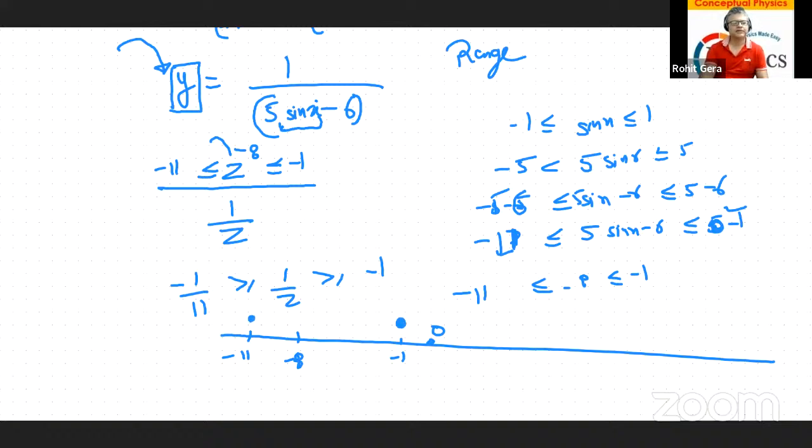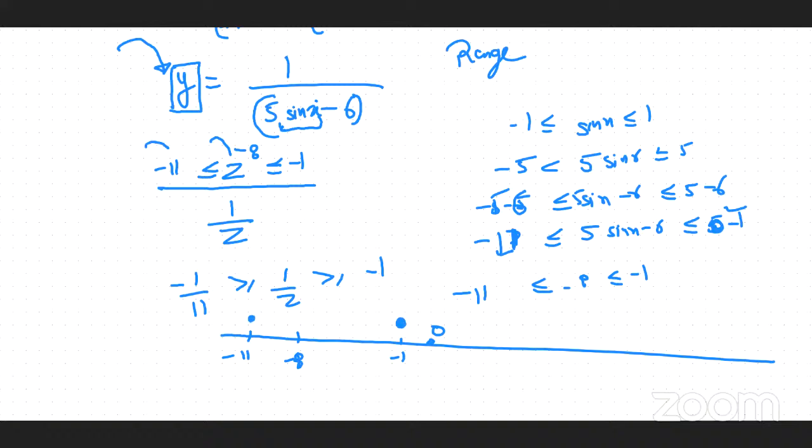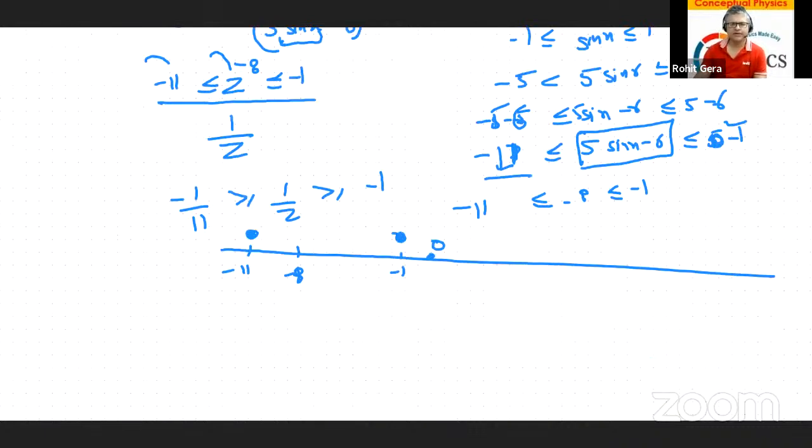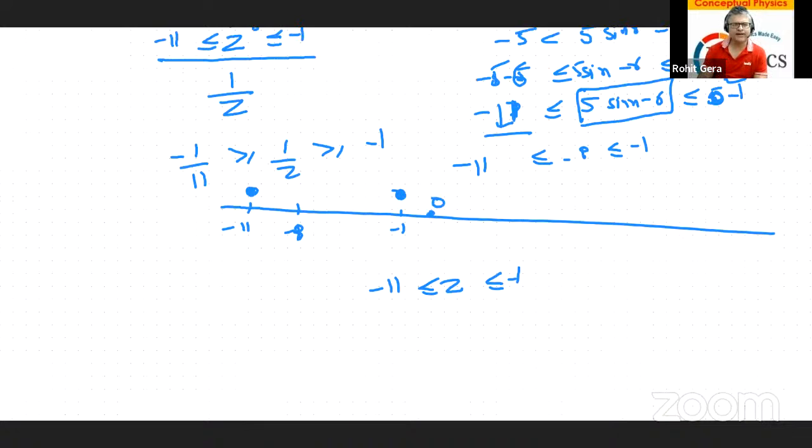Okay, this is fine, what we found, right? So, not this, we found this, that whatever this value is, it fluctuates between -1 and -11. If I do this, that z lies between -1 and -11, right? Then the question is, where does 1 by -8 reside?